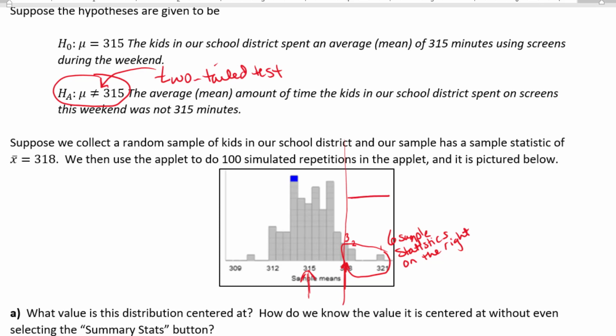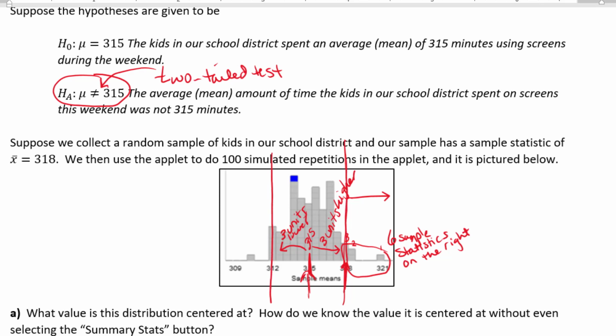which means we're going to count sample statistics that are like 318 and higher. But we also have to go to the left side and count sample statistics that are like that and lower. What does it mean to be like that? Well, it means equal distance. So the middle of this distribution is 315. Our observed sample statistic is 3 units higher to get up to 318. We need to now go 3 units lower to find an equal distance lower. That would be 312.